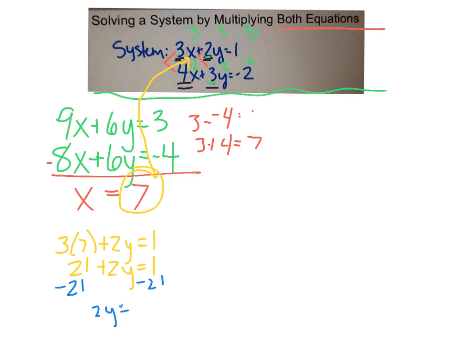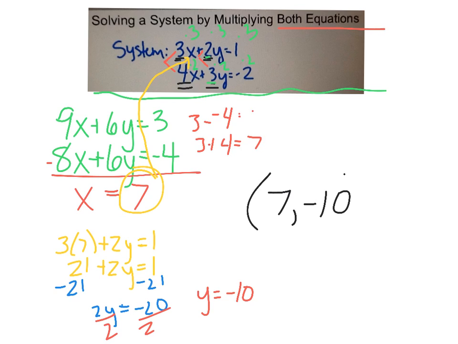Excuse me. 2y equals negative 20. So now y is being multiplied by 2, so we divide by 2, giving us y equals negative 10. I know my x and my y. Final answer, ordered pair, 7, comma, negative 10.